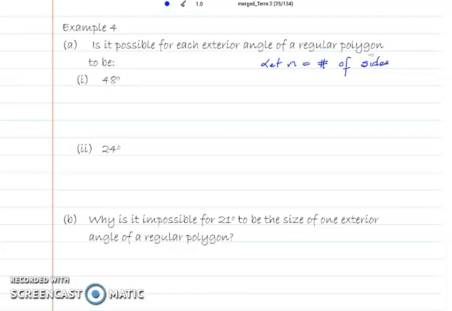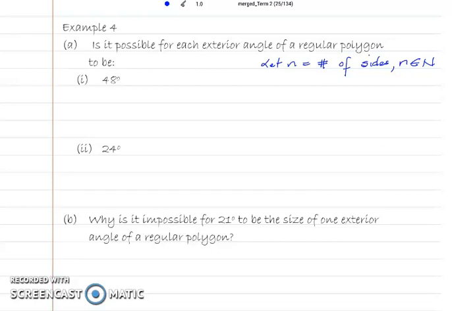Now, the number of sides multiplied by the size of one exterior angle must be equal to 360 degrees. Now, this is important: n must be a natural number. Why? Because n is the number of sides. The number of sides of a polygon cannot be a decimal. You can't have 5.5 sides. You understand? So n must be a whole number.